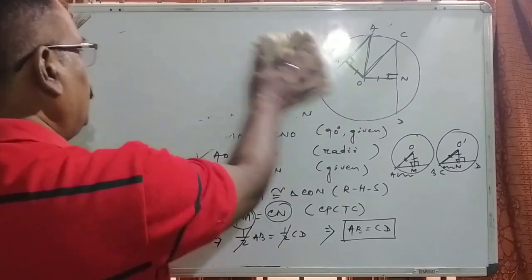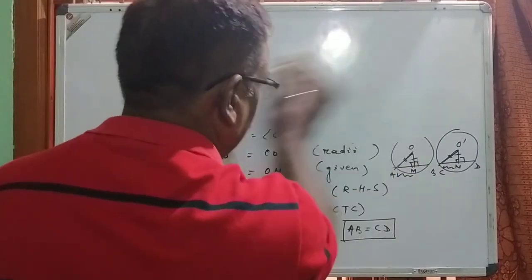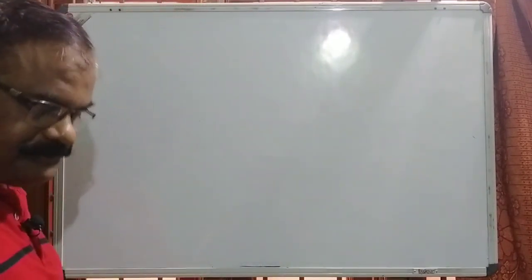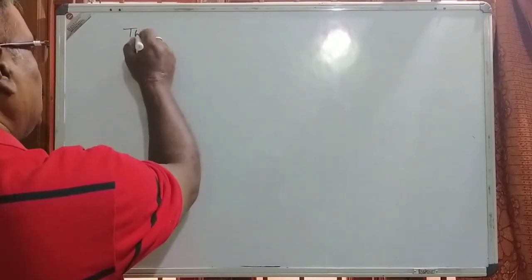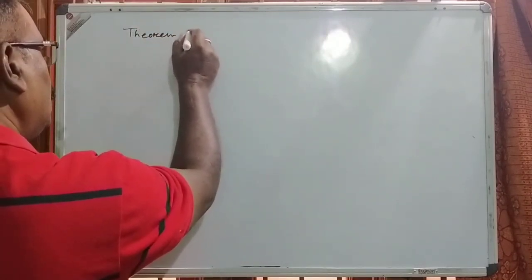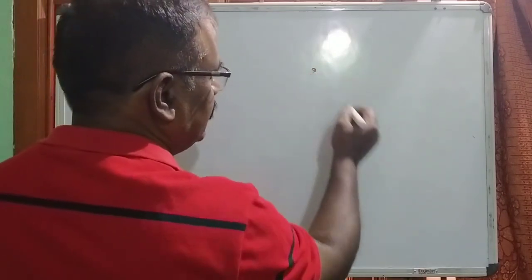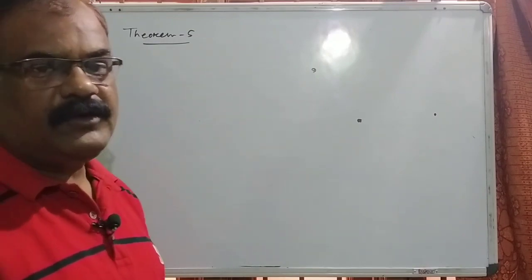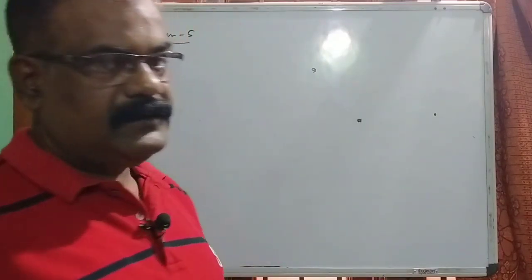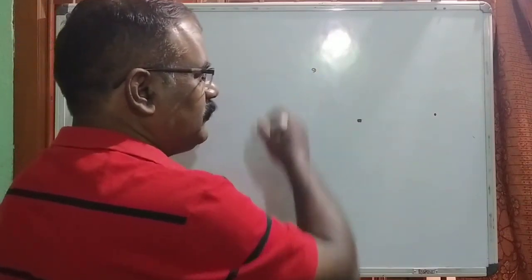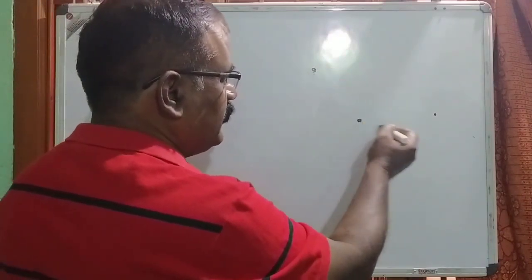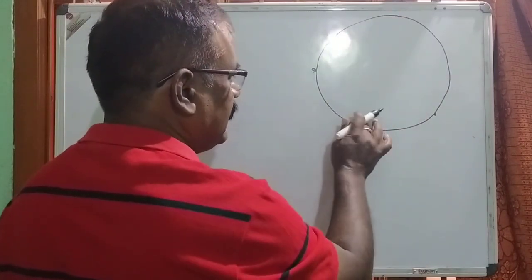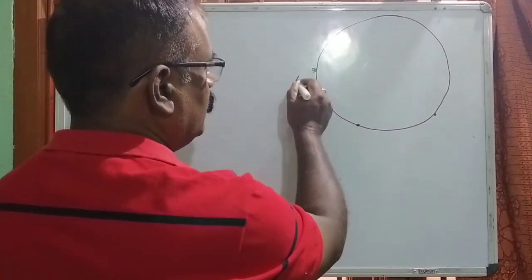So according to theorem number 5, the last theorem based on the chord properties, which states that if 3 points are non-collinear, that is, they don't lie on the same line, then through these 3 non-collinear points one and only one circle can be drawn.